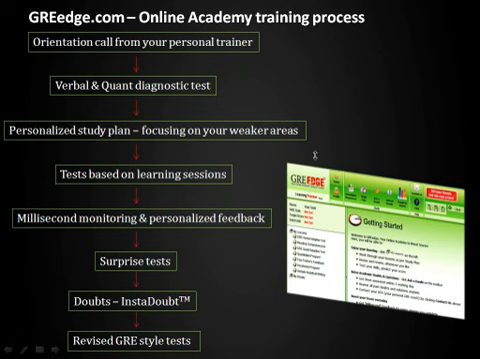Just like a doctor giving you a prescription, your GRE trainers will give you a verbal and a quant diagnostic test so that they can understand where your weaker areas are. Now, the doctor would give you a prescription. Your GRE trainers would give you a personalized study plan focusing on your weaker areas. Exactly. So basically, your GRE trainers would be your GRE doctors.